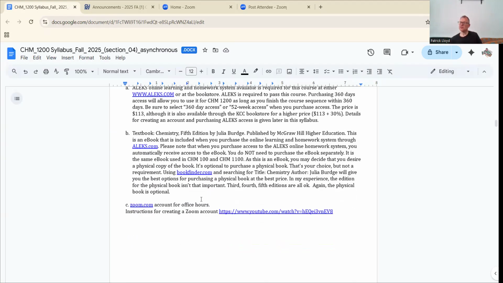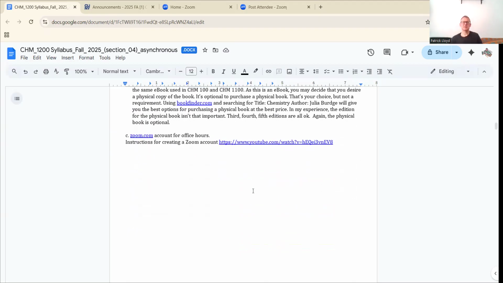Okay. If you want a physical copy of it, I put this in here. It's bookfinder.com, and just type in Julia Burge Chemistry and different versions will come up. Get an old version for 10 bucks, if you want to do that. Doesn't matter, you don't have to have the new one.